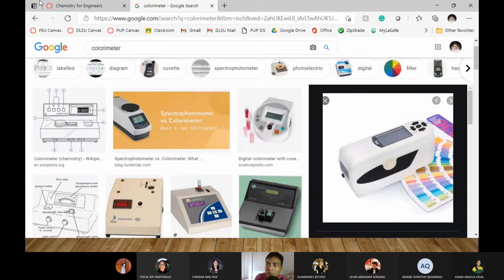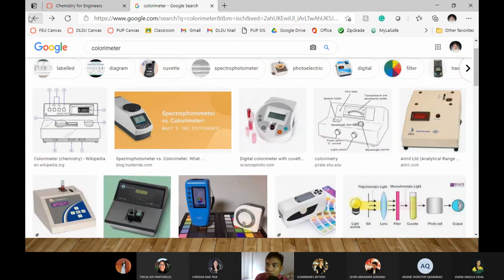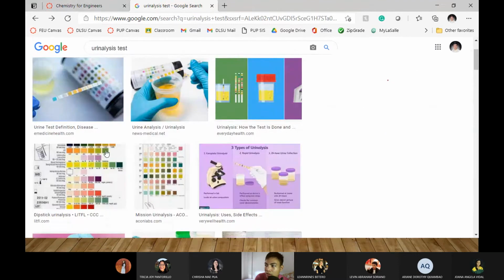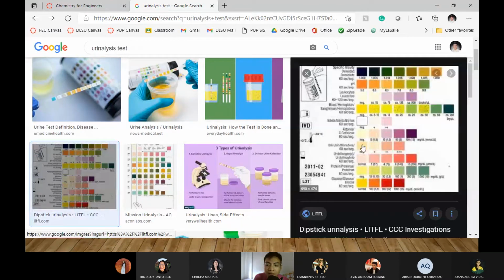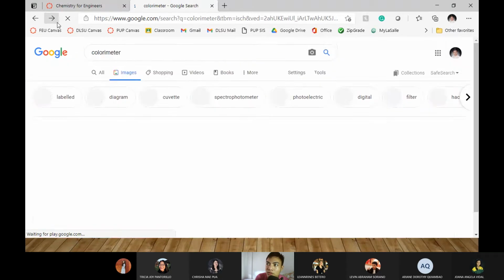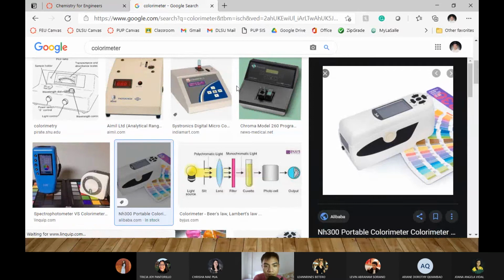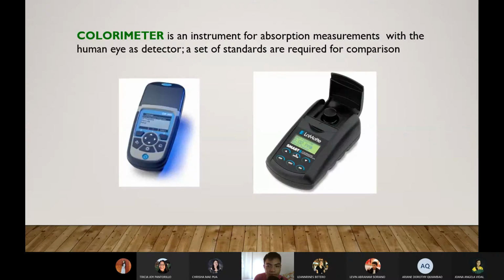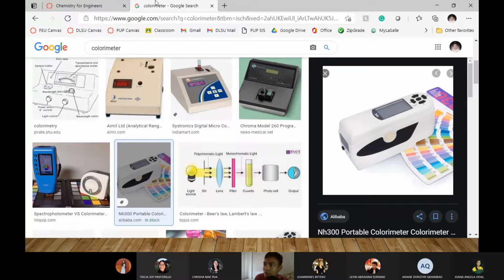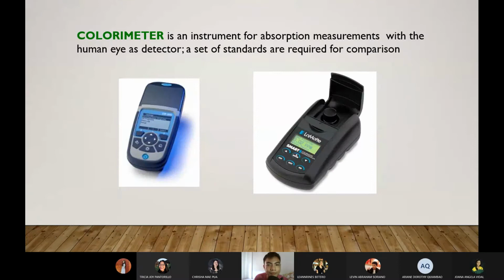Okay? Kasi the problem with the traditional method in which we use color palettes is that ranges lang makukuha mo dito. Pero, if you use a colorimeter, you will get much more accurate results. That is free from bias ng perception ng eye natin. Okay? So, that's colorimeter. So, yan yung isang application ng topic na to sa field news. That's why this is important.